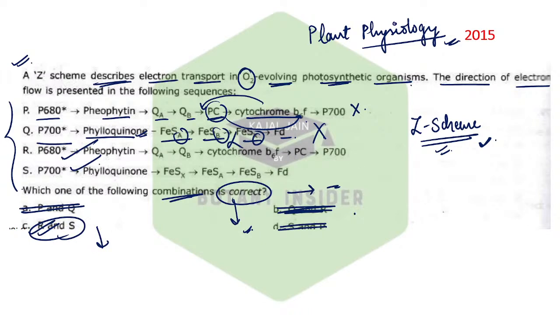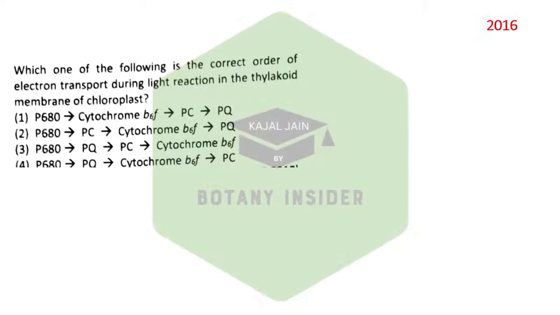You just have to remember the exact protein complex sequence and you'll be able to mark the answer. And this particular concept has been repeated so many times in the examination. Try not skipping it and keep a note of this particular thing. I hope it's clear. It's a direct, straightforward question, right? C is the correct answer.